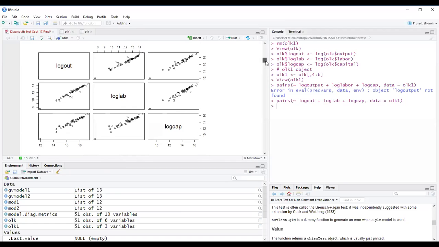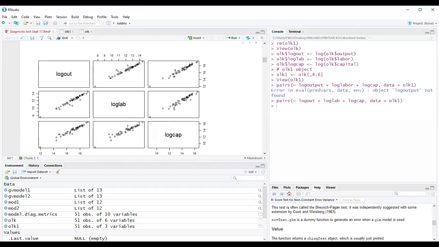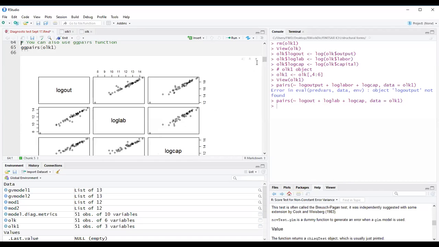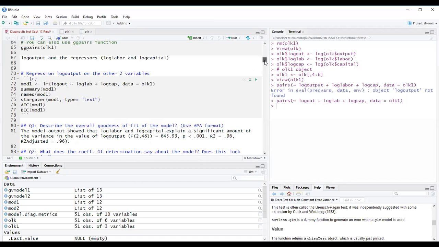Okay, so may correlation matrix na tayo dito, no? Kita natin na medyo linear, may correlation si log output with log labor. That's okay, that's good. Si log output with log capital, that's good. Ang problema natin si log labor at saka si log cap. They are also highly correlated. So sabi natin, magkakaproblema tayo niyan sa collinearity or multicollinearity. No? But let's proceed.